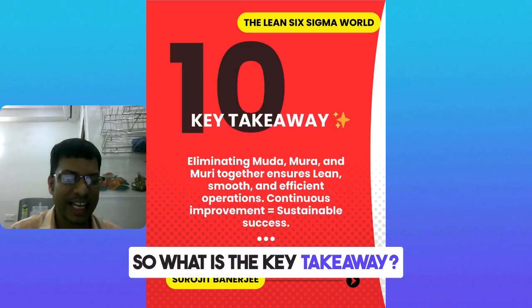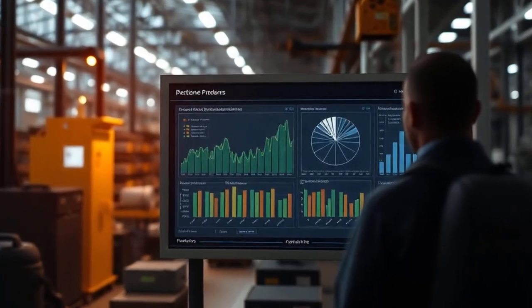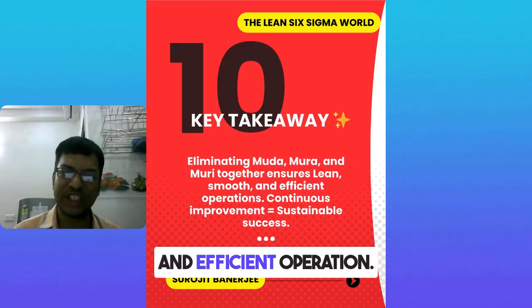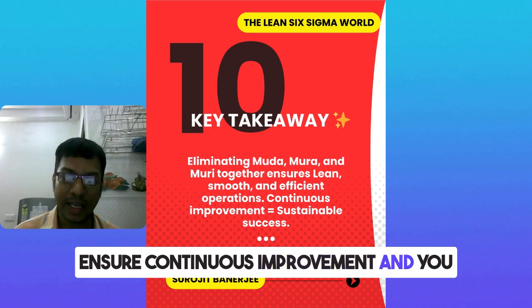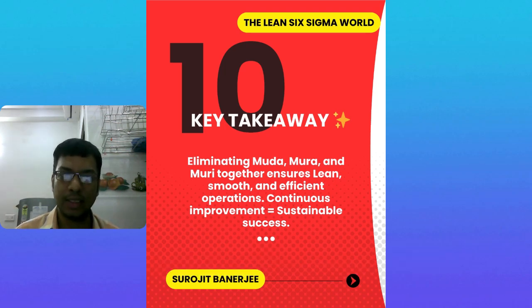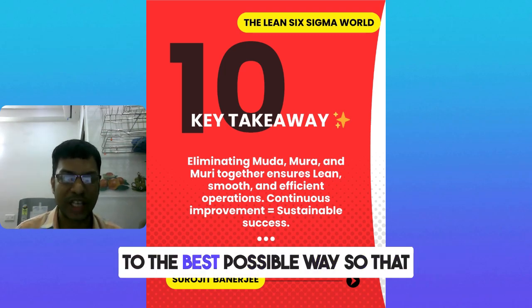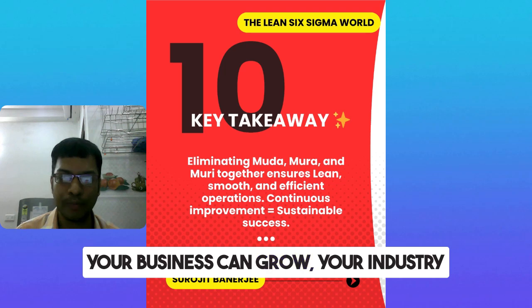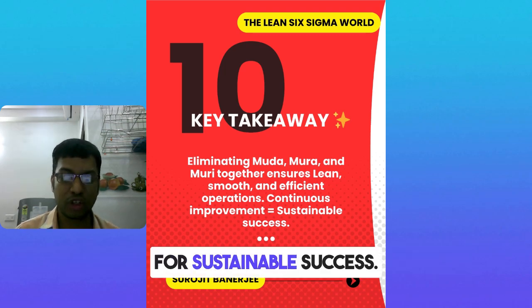So what is the key takeaway? The key takeaway is that you have to eliminate these 3M from the manufacturing line. Then only you can ensure smooth and efficient operation. You can improve the efficiency, you can ensure continuous improvement, and you can achieve operational excellence. Because you have to satisfy the customers in the best possible way, so that your business can grow, your industry can grow. You can excel in your operation for sustainable success.